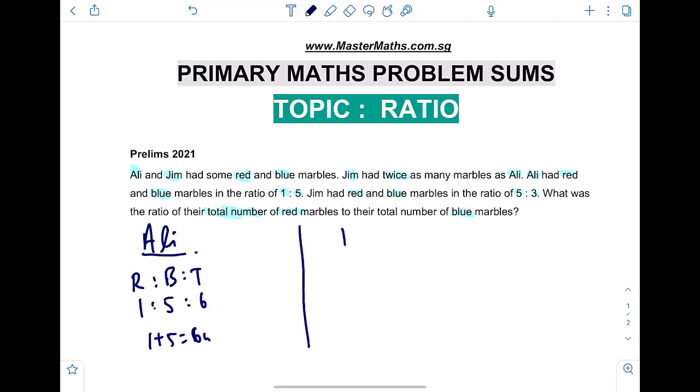And for Jim, very nicely, they have also given us the ratio of red is to blue. That is 5:3, and we can also figure out the total, which is 5 plus 3, 8 units.